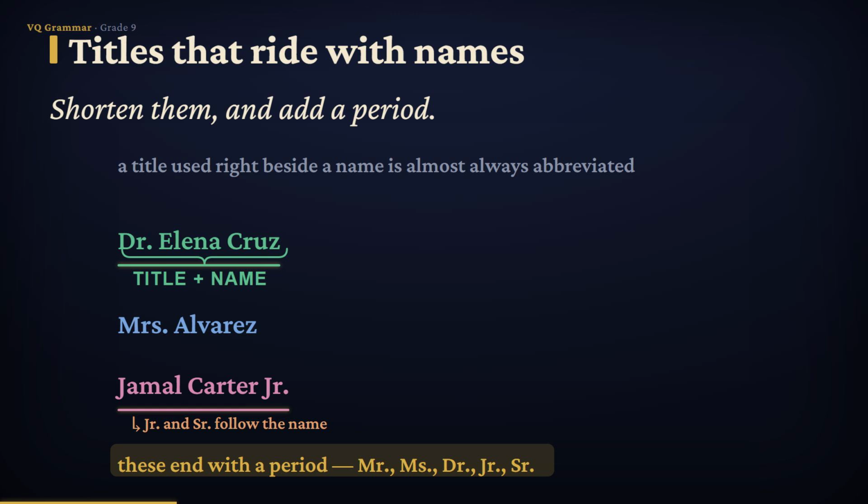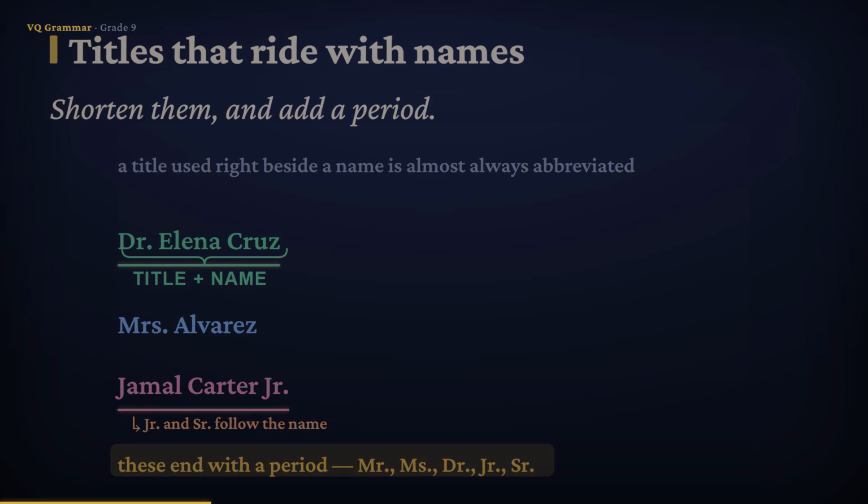Mr. is M-R with a period. Ms. is M-S with a period. Doctor is D-R with a period. And junior and senior get one as well. One caution though, only abbreviate the title when a name is actually there. If you just say the doctor will see you with no name, you spell doctor out in full.